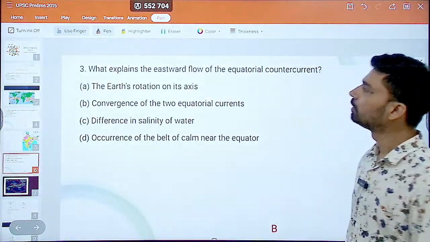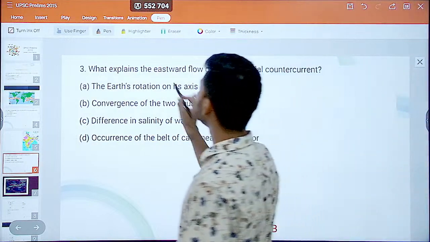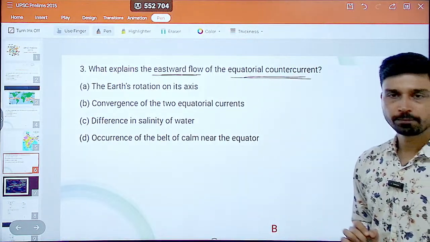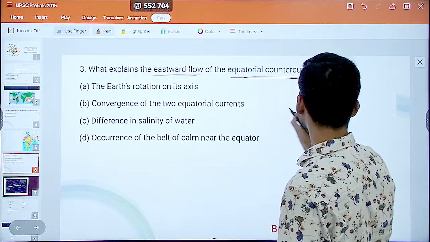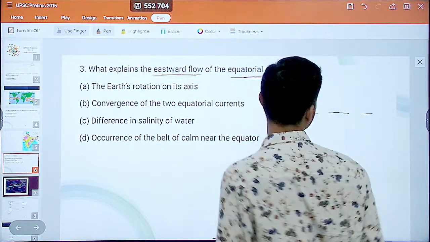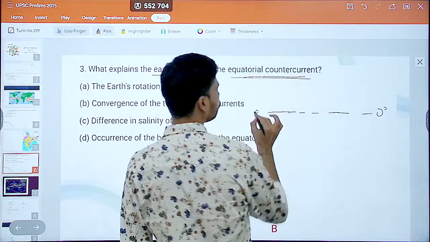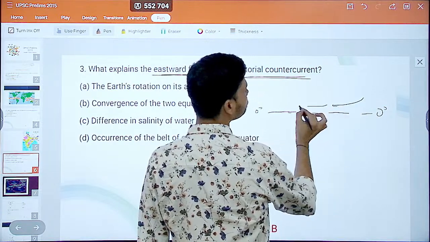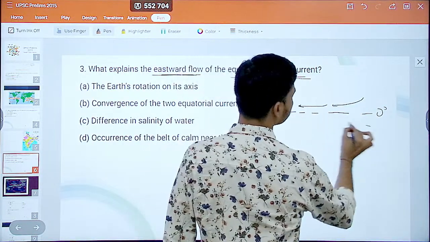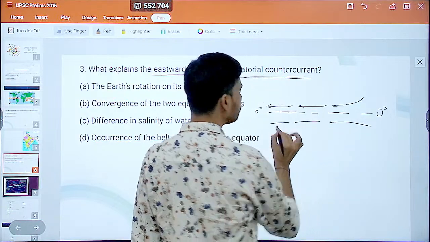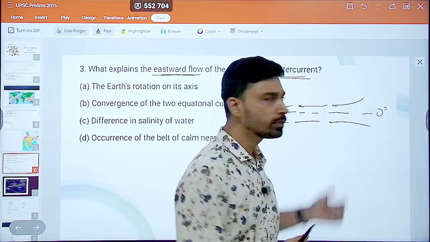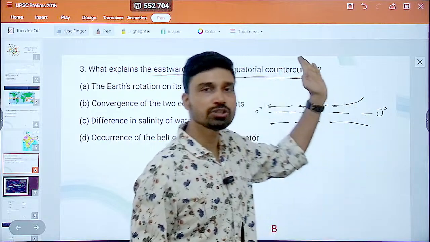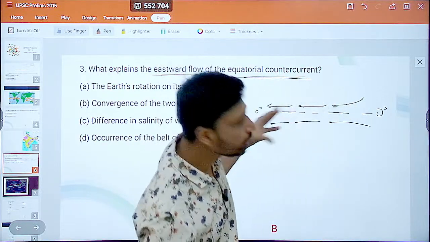The third question is again from oceanography, where it has been asked what explains the eastward flow of the equatorial counter current. Basically, suppose this is the equator, 0 degree. Along both sides of the equator, ocean currents generally flow from east to west. This is because the wind movement is also from east to west: on the upper side you have the northeast trade winds, and from the lower side you have the southeast trade winds. So, due to this surface wind, the ocean currents flow in the east to west direction.